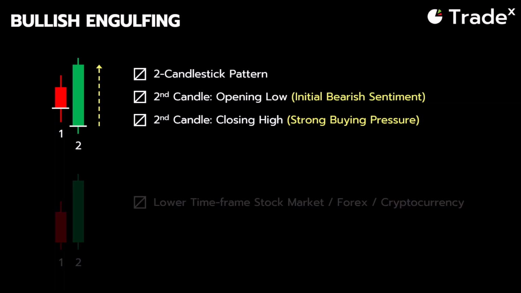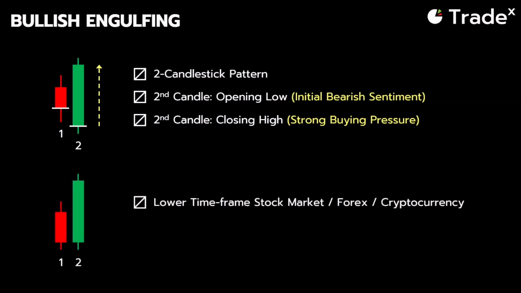In lower time frames, such as those seen in stock markets, or in continuous markets like Forex and cryptocurrency, the opening price of the second candle might be the same as the closing price of the first. Even in such cases, this formation is still considered a bullish engulfing pattern. The key feature remains that the second candle fully engulfs the body of the first, signaling a strong shift in momentum and a potential reversal to an uptrend.